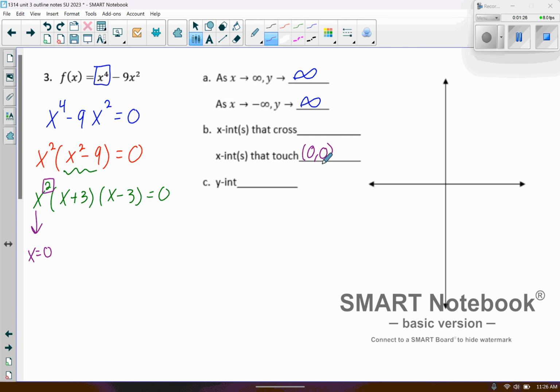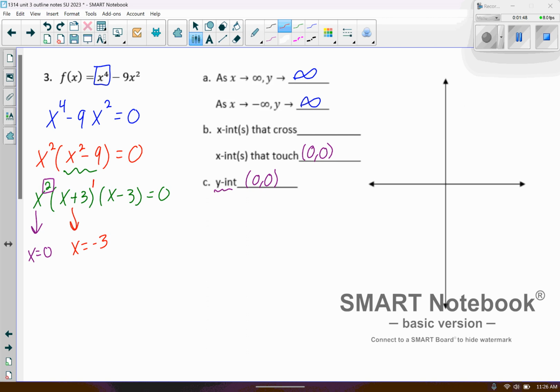So when x is 0, y is 0. And so that will actually also be my y-intercept because when x is 0, y is 0. So when y is 0, x is 0. So I'm going to go ahead and put that right there. Then my next x-intercept right here would be at x equals negative 3. So when x is negative 3, y will equal 0.